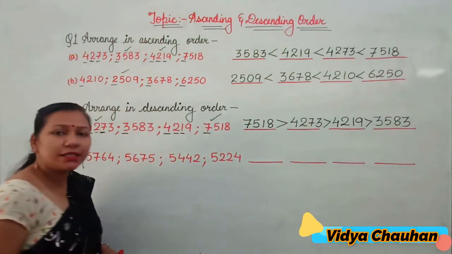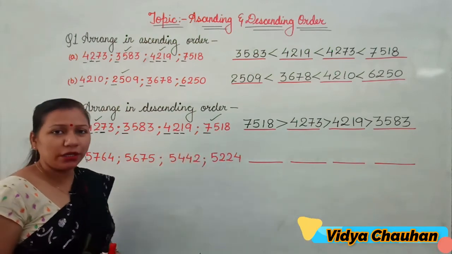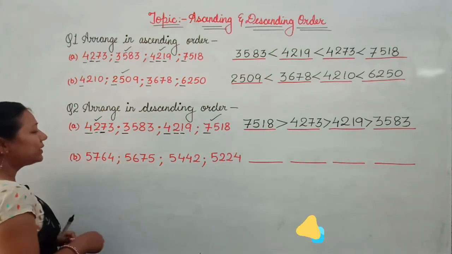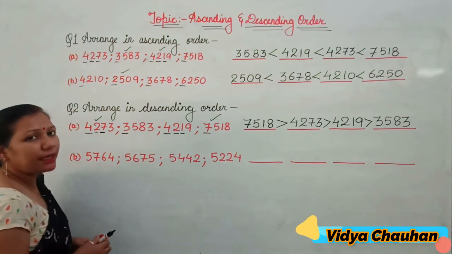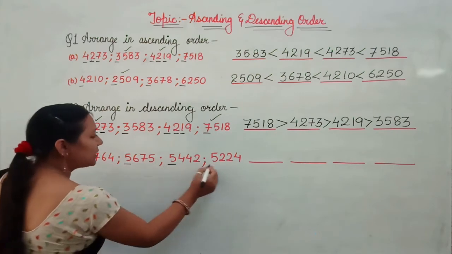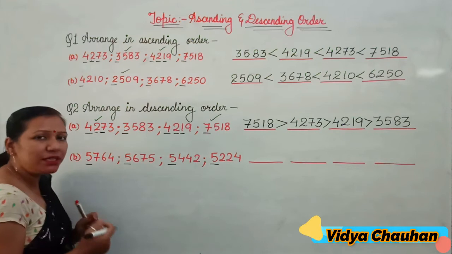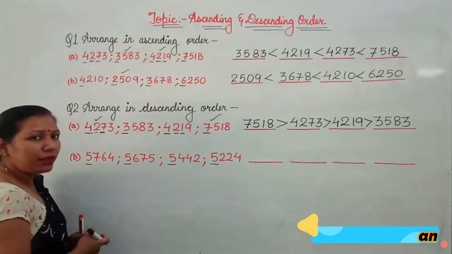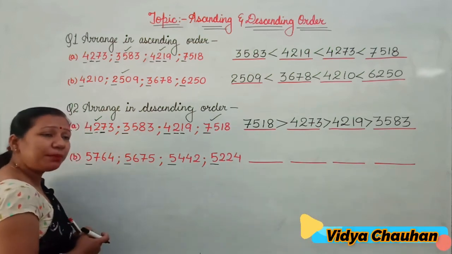Okay students, so this is how you can arrange the numbers in the descending order. Done? Coming to the last part. Now once again you have to compare the numbers and arrange them in descending order. So if I compare its 1000 place digit, as you can see, 5000, 5000, 5000, 5000. That means at 1000 place all the digits are same. So when the digits are same, what we will do? We compare the next place digit.